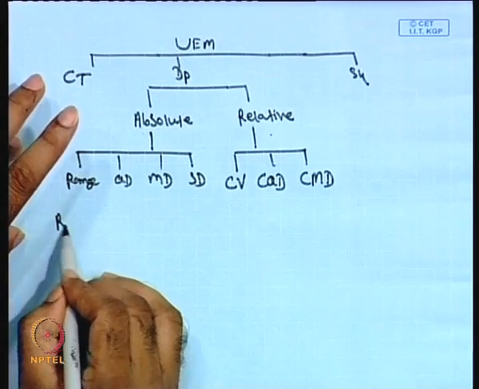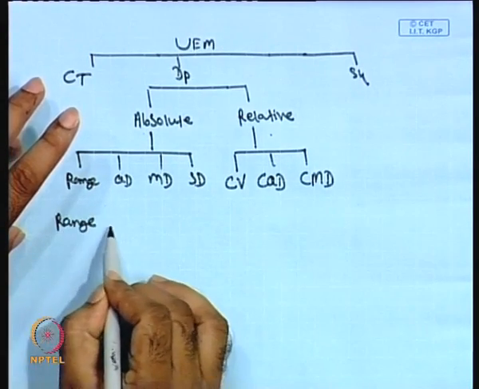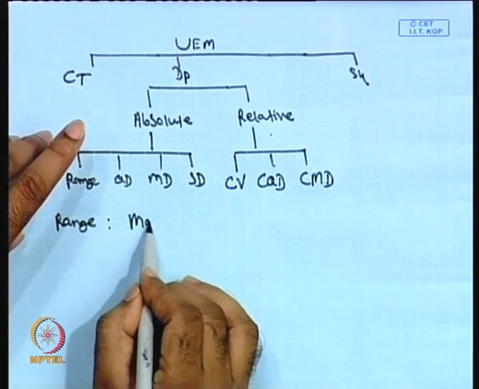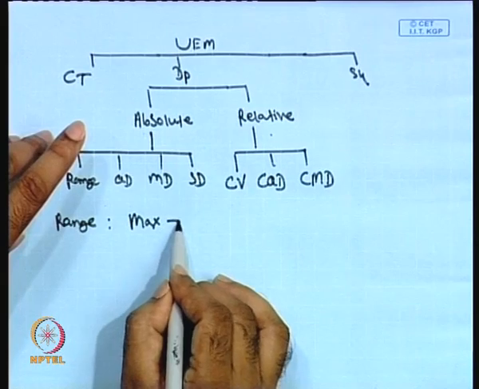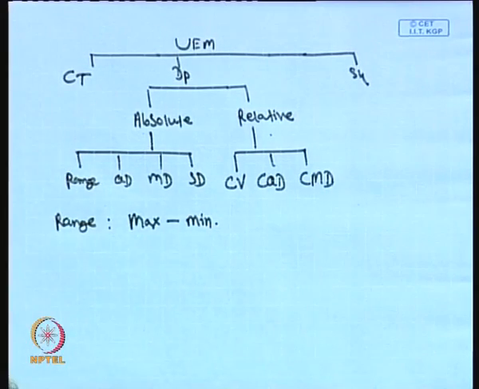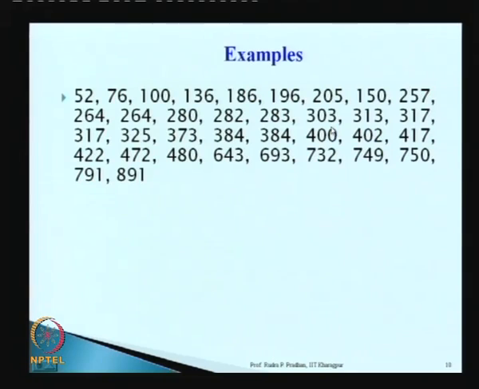Let us start with range. How do you calculate this range? Range is the difference between the maximum of the series and the minimum of the series. In this particular example, if you would like to know the range, you have to see the highest number of this series, then the lowest value of that series, and the difference will give you the range.